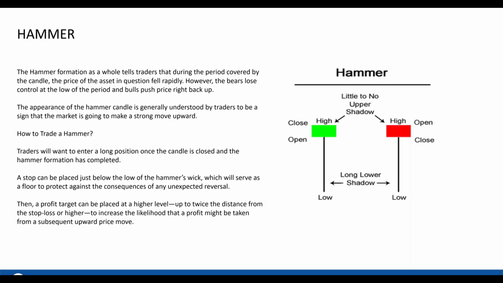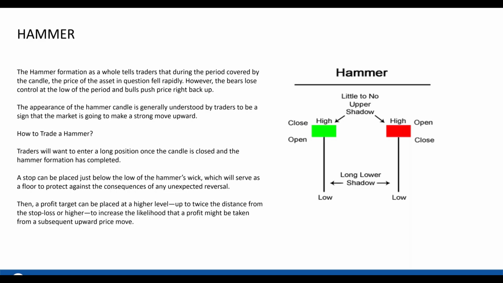How to trade a hammer. Traders will want to enter a long position once the candle is closed and the hammer formation has completed. A stop can be placed just below the low of the hammer's wick, which will serve as a floor to protect against the consequence of an unexpected reversal. Then a profit target can be placed at a higher level, up to twice the distance from the stop loss or higher, to increase the likelihood that a profit might be taken from a subsequent upward price move.